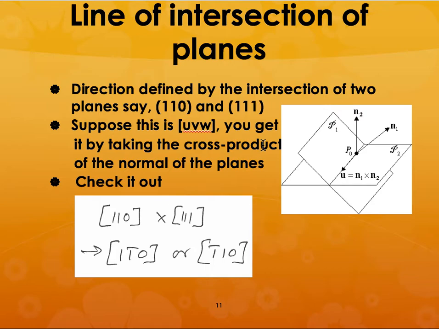You can also do the same thing to see what is the line of intersection of two planes. So 110 and 111. If you know that this is direction UVW, then you get that by taking the cross product of the normals of the planes. Okay, so if you do that, you should be able to get that. I'm not going to solve this for you. I want you to just go and look it up yourself.